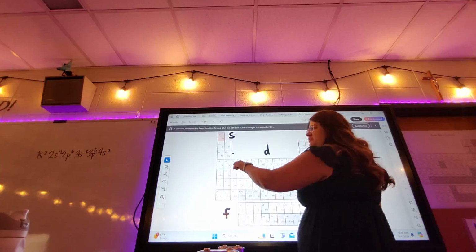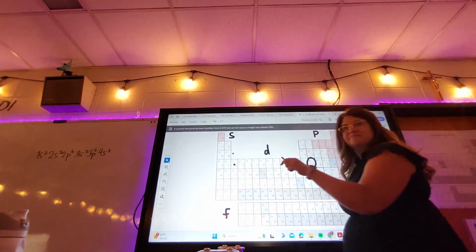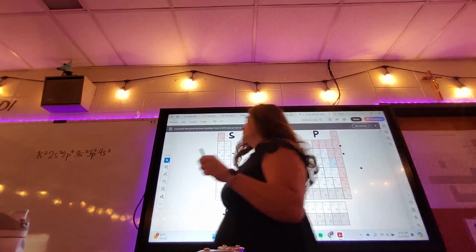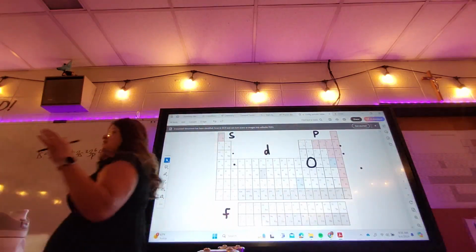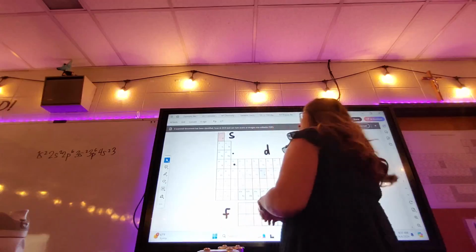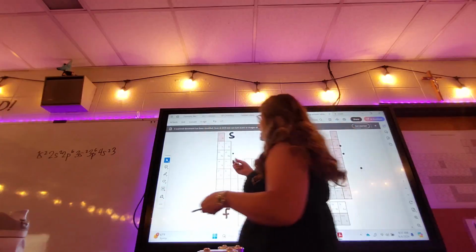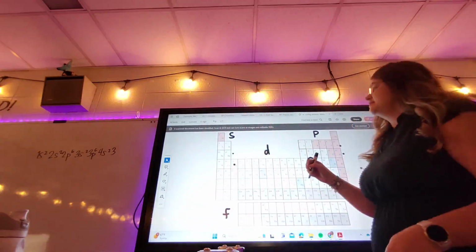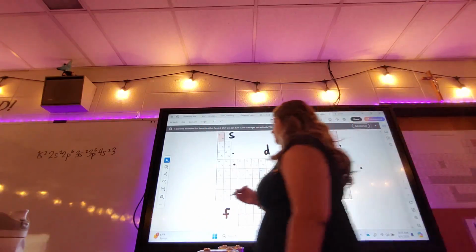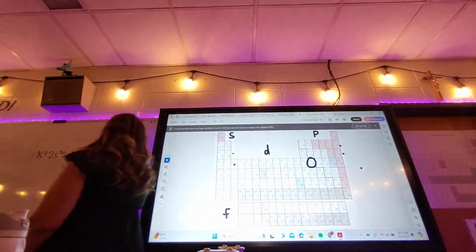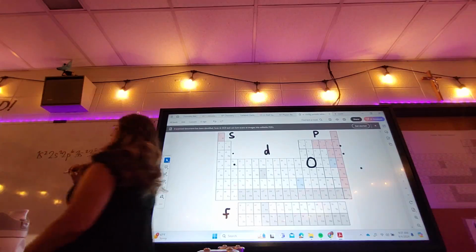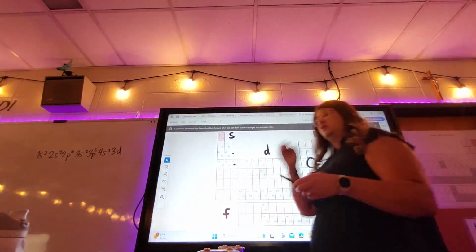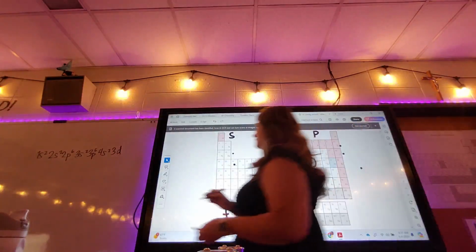What's the row number for scandium? 3. Oh, 3. I know, right? Because remember, those have to be 1 smaller than the S. All right, what's your letter for scandium's little section? D. And then how many columns of D do we have to go through? 10. Correct.